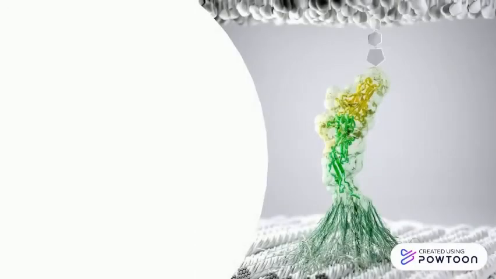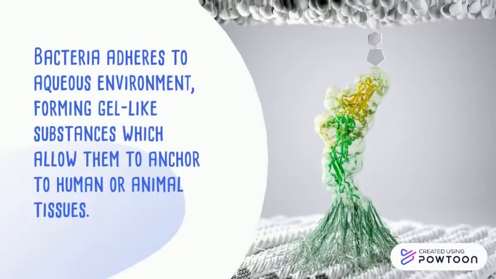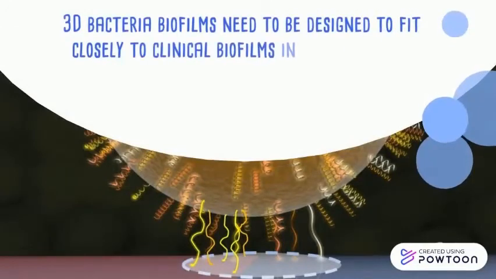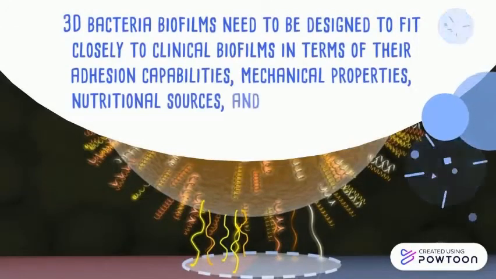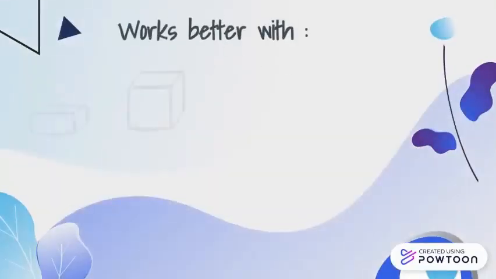Bacteria adheres to aqueous environment, forming gel-like substances which allow them to anchor to human or animal tissues. 3D bacterial biofilms need to be designed to fit closely to clinical biofilms in terms of their adhesion capabilities, mechanical properties, nutritional sources, and resistance to drug. It works better if the biofilm is thicker and in porous structure.